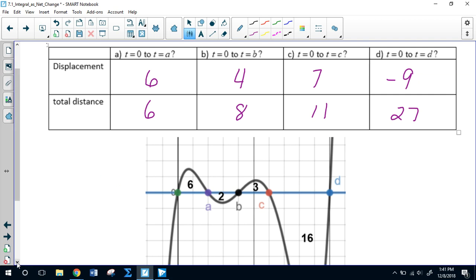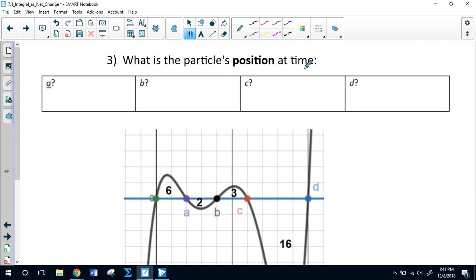Okay. The next thing we're going to talk about is the position of the particle at each of these times. So thinking moving left and right, but also thinking about the fact, if you remember, that the initial position of the particle from the first screen was at time equals 0, the position is 5. So then the position at time A would be 5 plus 6, which is 11. And then now we're moving backwards 2, so 11 minus 2 is 9.